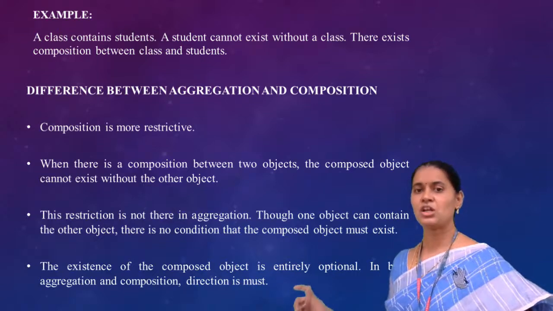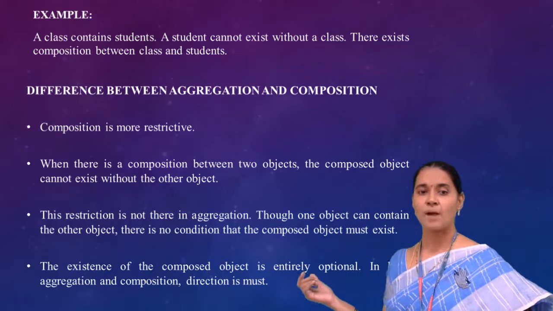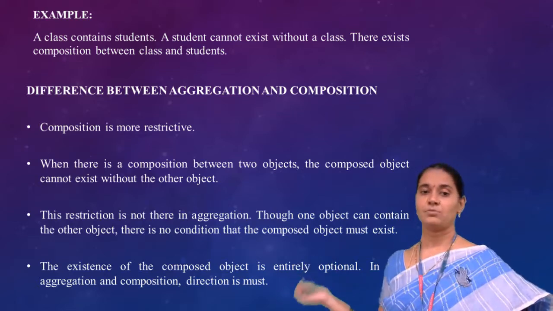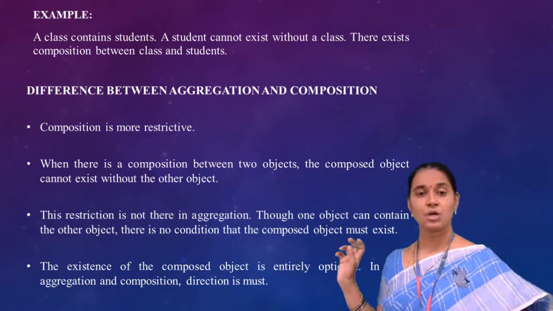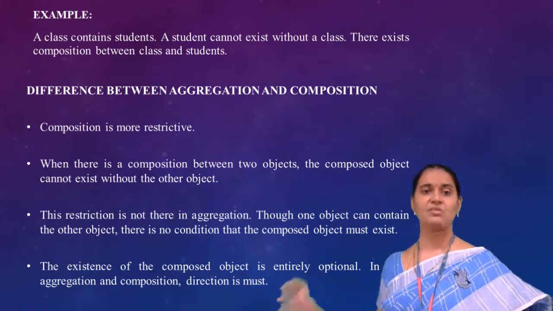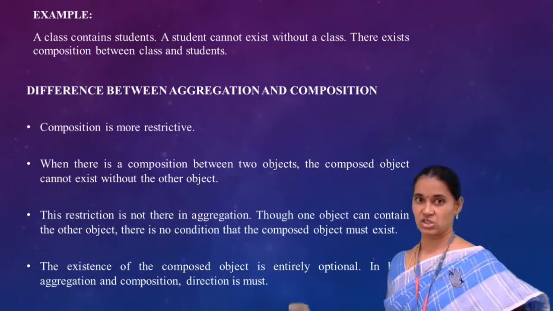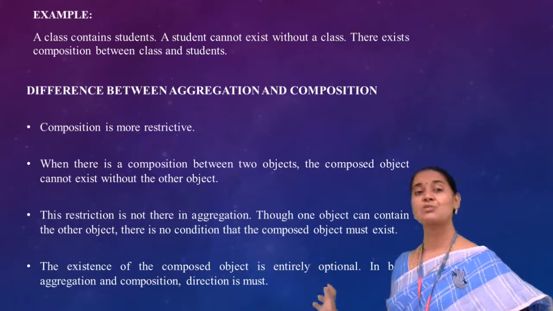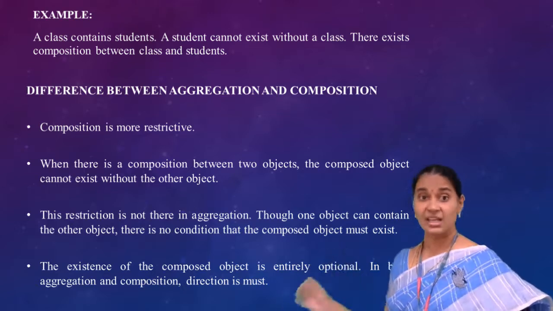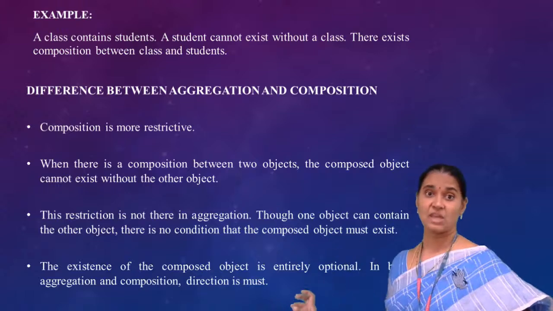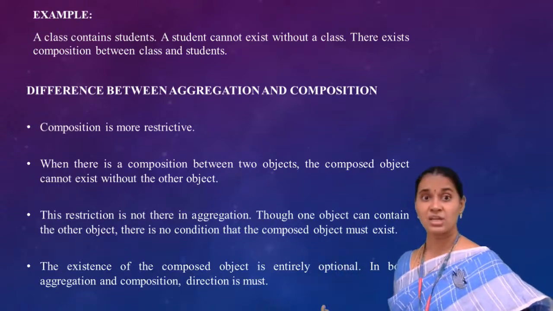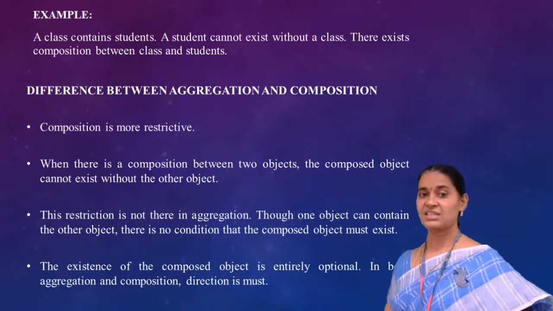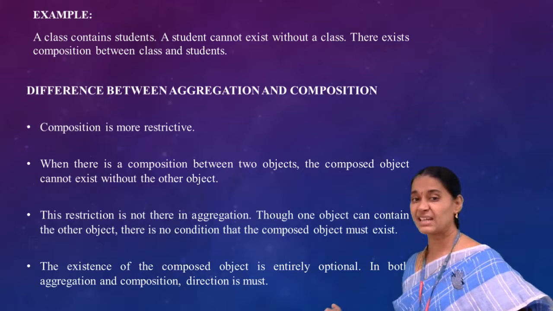When there is a composition between two objects or entities, the composed objects cannot exist without the other objects. In composition there is a restriction, whereas in aggregation there is no restriction. That is, in aggregation one object can exist without the other object. But in composition, definitely the second object will exist only with the help of the first object. The existence of the composed object is entirely dependent.